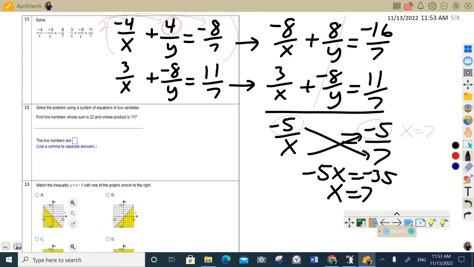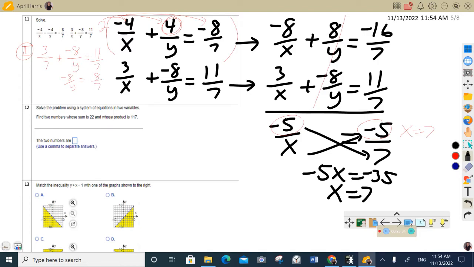You have to plug it back into one of your first equations. So I'm going to plug this into, I'm just going to pick the second equation. So the second equation, I had 3 over x, which we found x to be 7, plus negative 8 over y equals 11 sevenths. I'm going to minus 3 sevenths on both sides. So I'm going to be left with negative 8 over y. And 11 sevenths minus 3 sevenths is 8 sevenths.